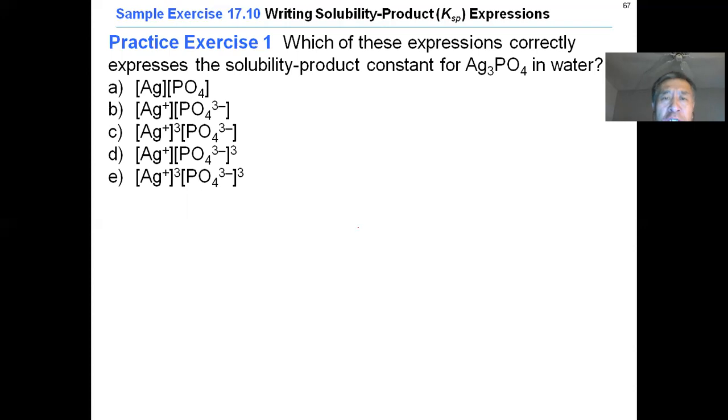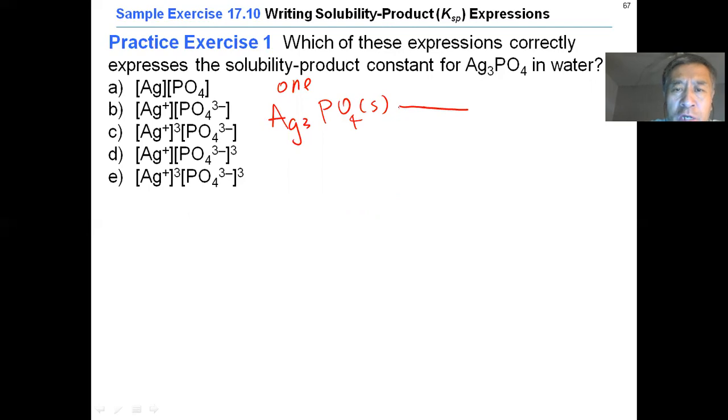Okay, so this question is which of the following expressions correctly expresses the solubility product for Ag3PO4? So you probably want to write out the equation, especially the first time. You write Ag3PO4, just take one of this, which means the coefficient here will be 1. You should write a really long arrow pointing to the left, and a really small arrow pointing to the right. That means you don't have too much going on to the right, so not that much soluble.